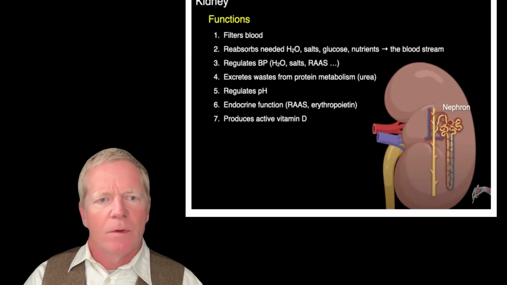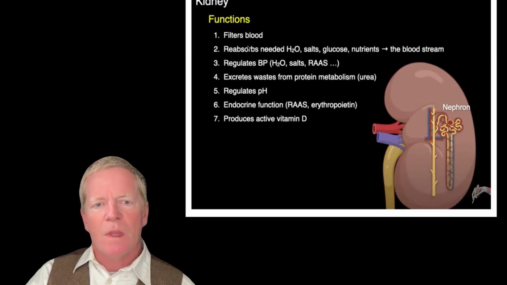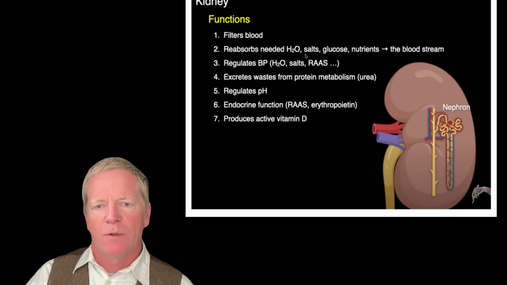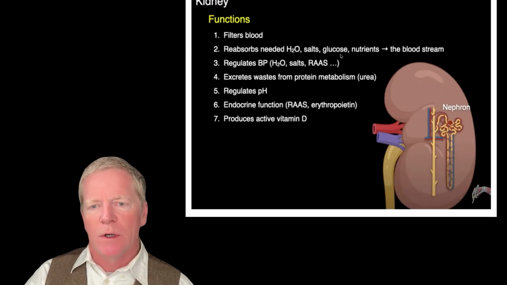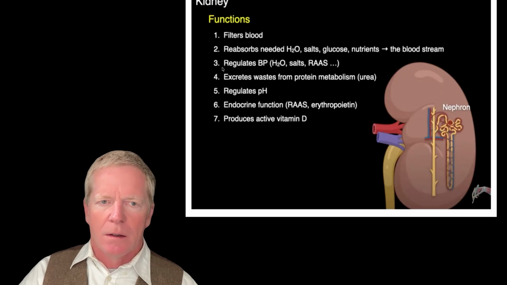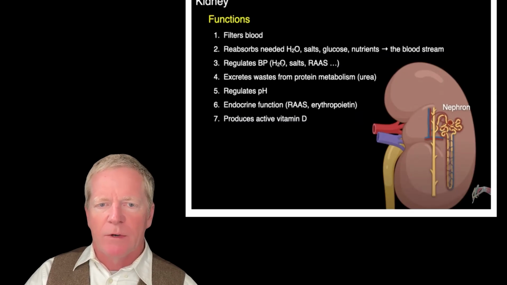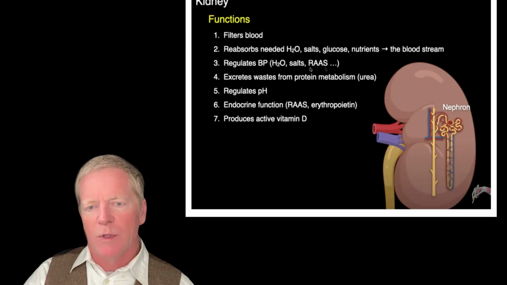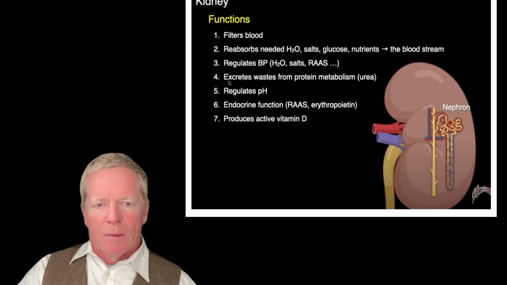Okay, so let's review. The kidney filters blood. It reabsorbs water if your body needs to reabsorb water. It also reabsorbs salt, glucose, and any nutrients that you need, including vitamins and minerals, back into the bloodstream in the amounts that you need them. The kidneys regulate blood pressure by regulating the amount of fluid and the amount of salt in your blood. And that's all controlled by a system called the renin-angiotensin-aldosterone system, the RAS system.